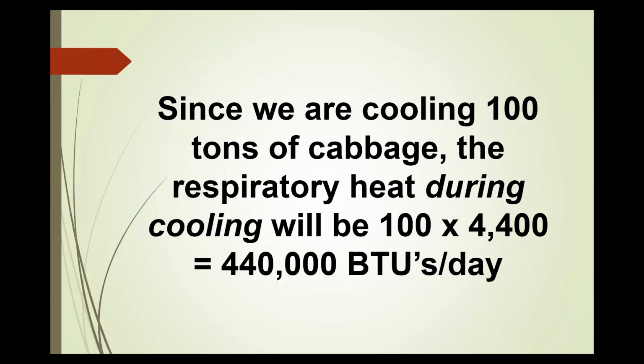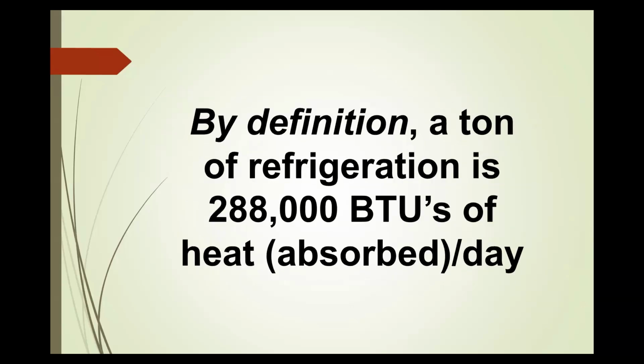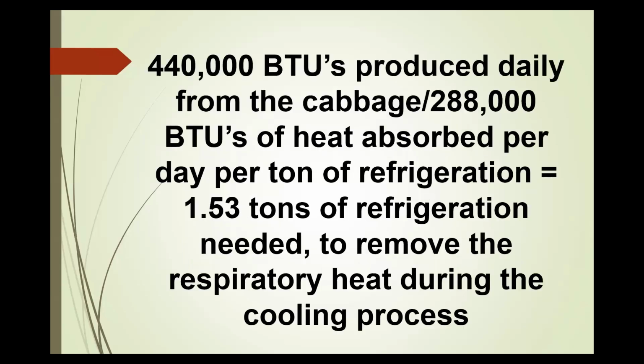Since we are cooling 100 tons of cabbage, the respiratory heat during cooling will be 100 times 4,400 to yield 440,000 BTUs per day from all the cabbage. By definition, a ton of refrigeration is 288,000 BTUs of heat absorbed per day. 440,000 BTUs produced daily from the cabbage divided by 288,000 BTUs of heat absorbed per day per ton of refrigeration yields 1.53 tons of refrigeration needed to remove the respiratory heat during the cooling process.